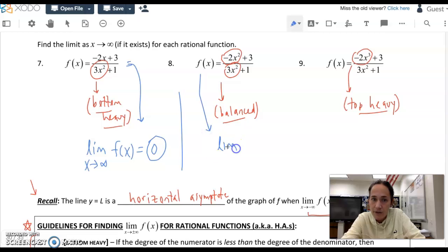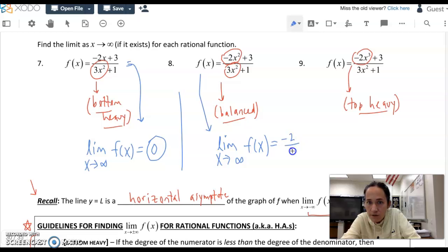How about for 8? The limit as x approaches infinity of f of x is going to be balanced. Let's pull off leading coefficients. So -2 up top and a 3 on the bottom.